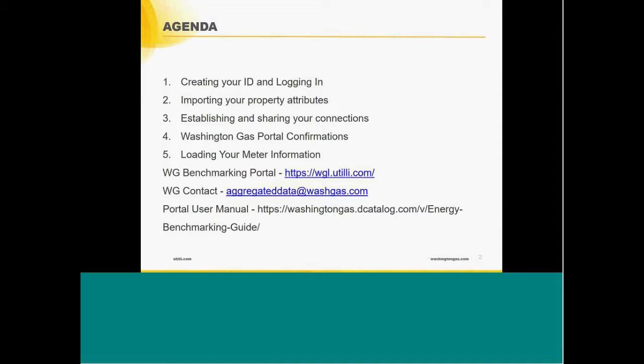On this slide here, if you look below step 5, we have our benchmarking portal web address. Our contact is our aggregated data at washgas.com inbox. Please send us any questions or concerns you have with your issues on the portal, should you run into any. We also included the link to our portal user manual. The user manual is going to pretty much have any scenario or any issue you could run into, and it provides detailed screenshots of the entire process. So it's a really good tool to use in case you have any issues, but definitely don't hesitate to reach out to us as well.